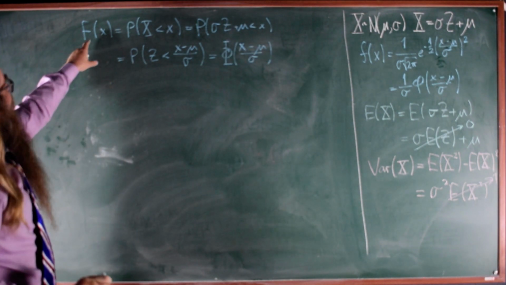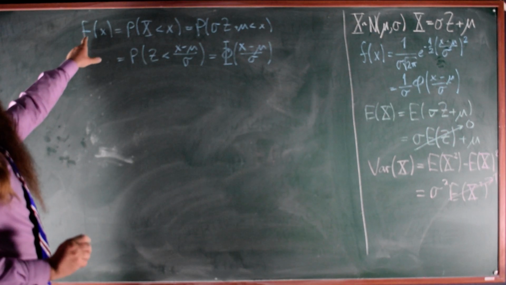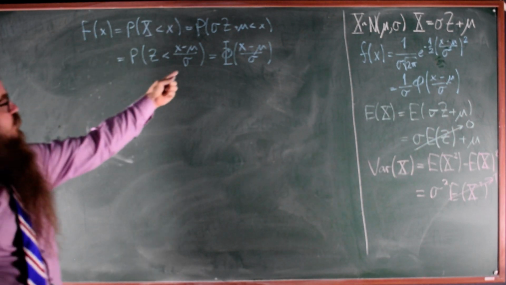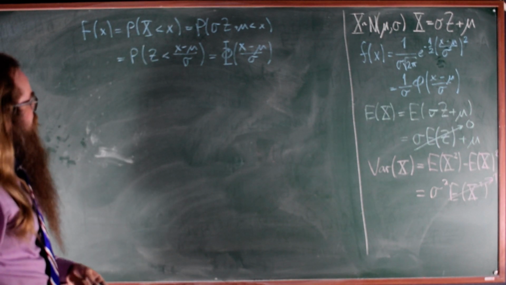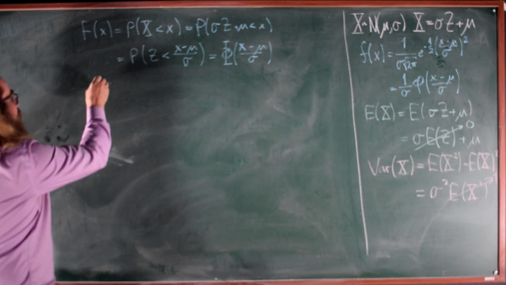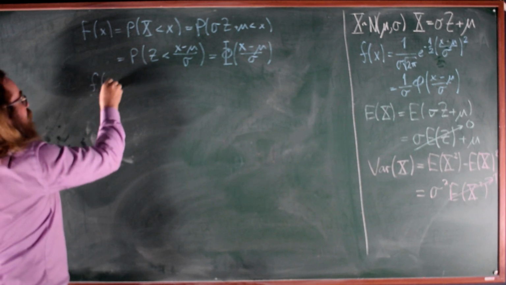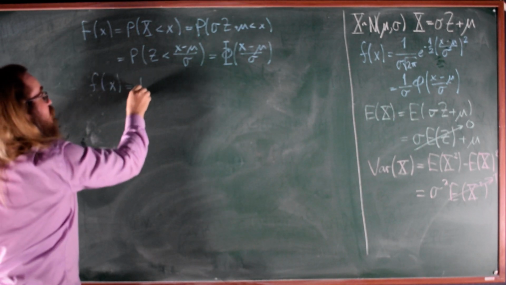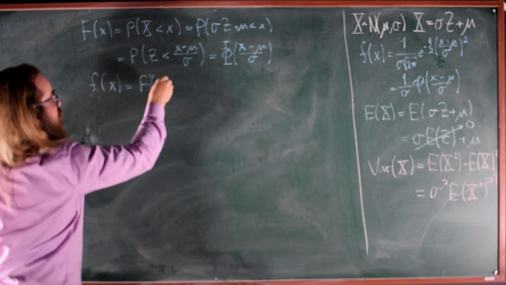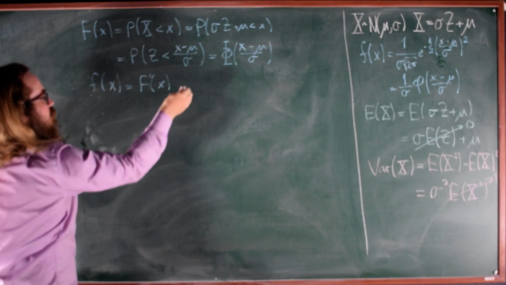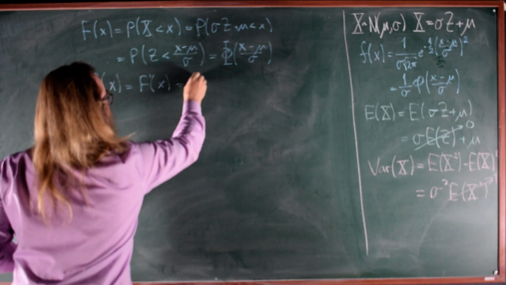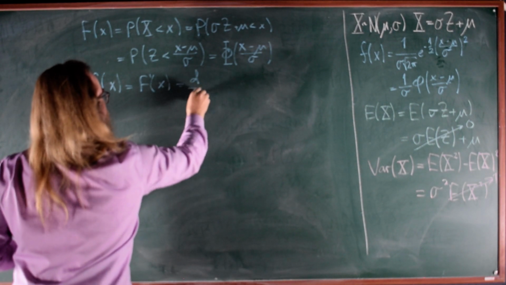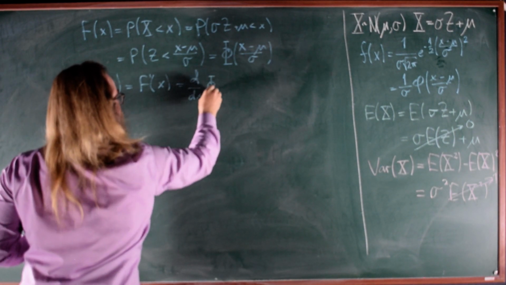So I can always write any normal distribution's CDF as the standard CDF, just shifted and scaled. And now I can use the fact that my f of x is actually just the derivative of the CDF. Well, it's the same as this differentiated. So that's d/dx of this beauty here.